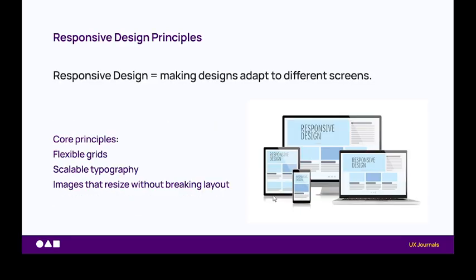Now let's talk about responsive design. Responsive design is simply making designs adapt to different screens. If you look at the image right here, you see that on the desktop it looks a bit different from the tablet. On a tablet, it has a different orientation. On mobile, it has a different orientation because of the screen size.